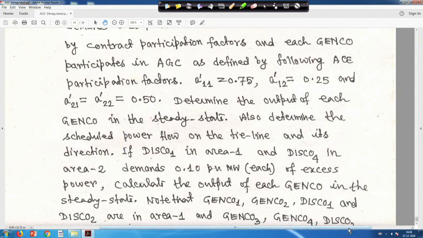GENCO 3, GENCO 4, DISCO 3 and DISCO 4 are in area 2. So if you look into that, if DISCO 1 in area 1 and DISCO 4 in area 2 demands 0.10 per unit megawatt each of excess power, we have to calculate this one, right. So the solution I have to write it here.